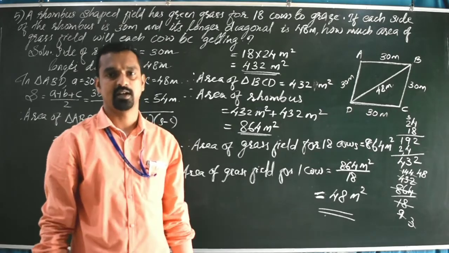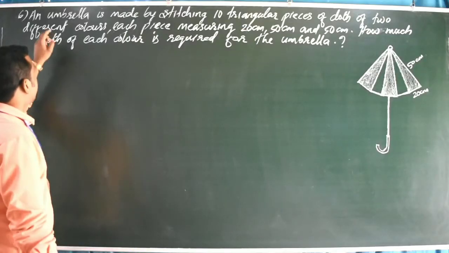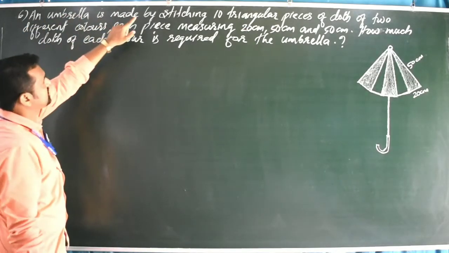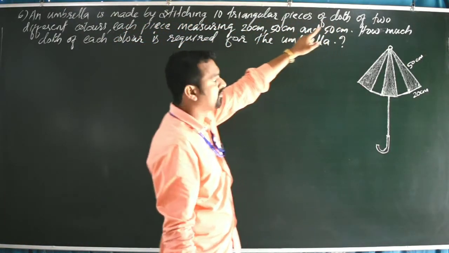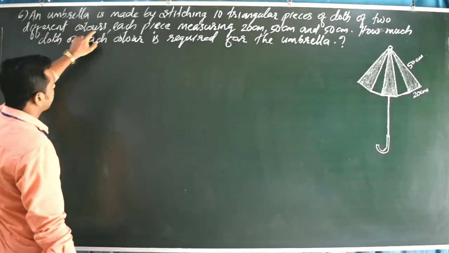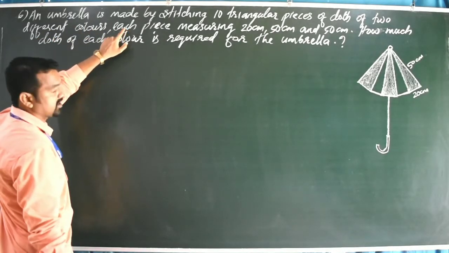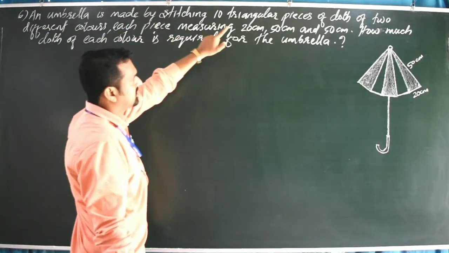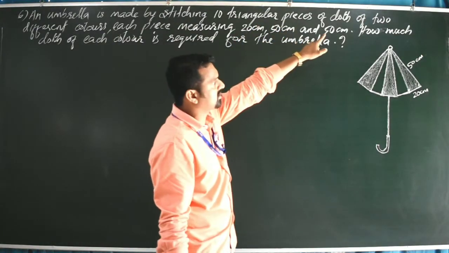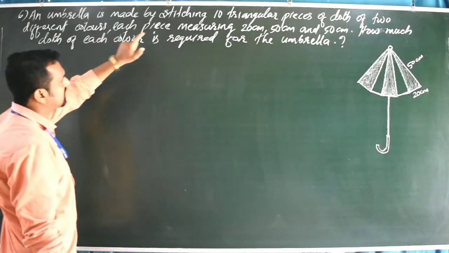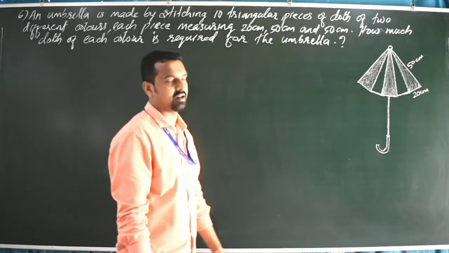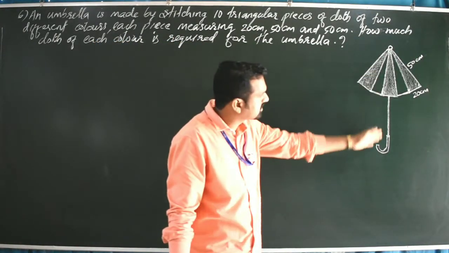Now question number 6. An umbrella is made by stitching 10 triangular pieces of cloth of two different colors, each piece measuring 20 centimeter, 50 centimeter and 50 centimeter. How much cloth of each color is required for the umbrella? In the textbook, this figure is given there.